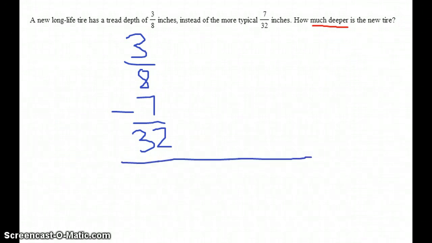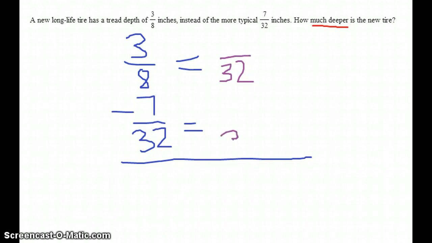The next step is to find the least common denominator. So for 8 and 32, it is 32. So we have 32. The next step, find each missing numerator.